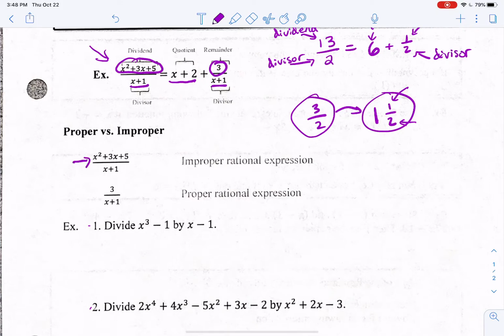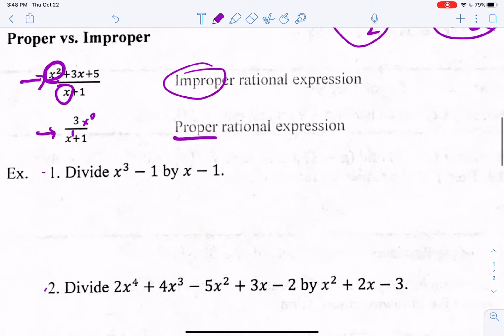In the same way, this one is improper because the highest power of x in the numerator is squared, and the highest power in the denominator is to the first power. So the top is heavier than the bottom. In this one, my bottom power is 1, and my top power is kind of like x to the 0 power. So the top is smaller than the bottom. So this one is proper, and the top one is improper. Okay, so in example 1 they're going to have us divide this out.